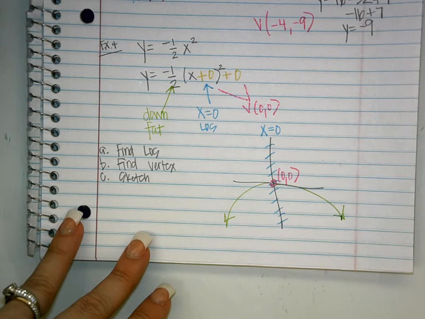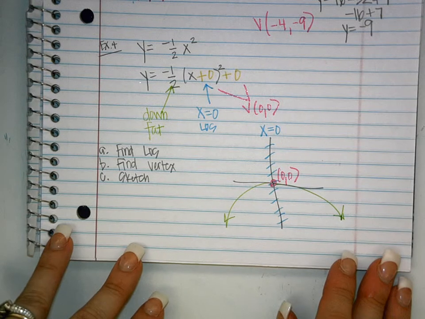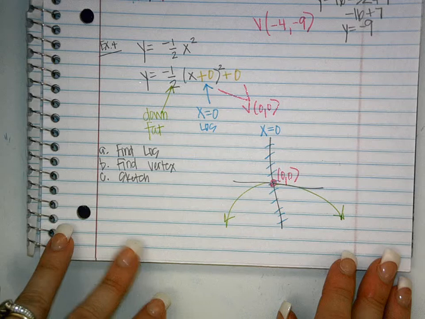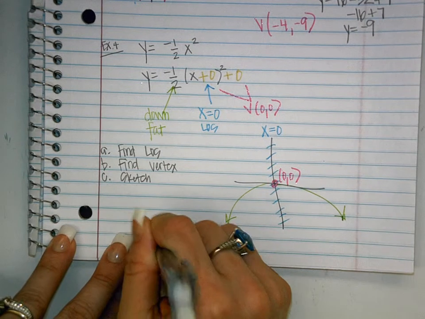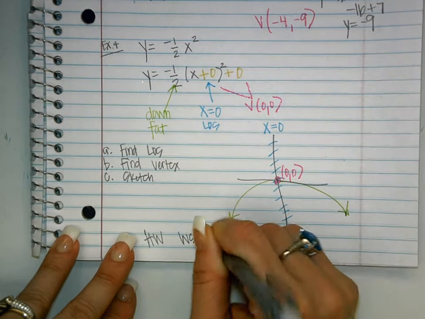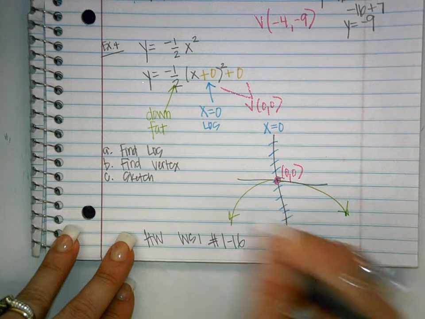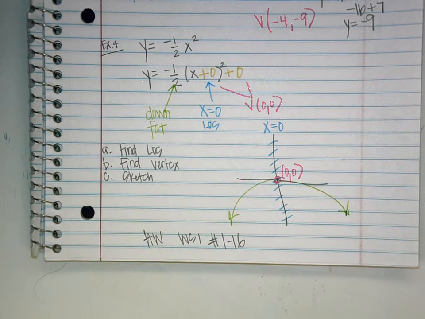Anyone have questions on how I did that? Questions? No? Okay, homework is going to be worksheet 1. You're doing numbers 1 through 16. You do have packets, so make sure you wait for a second until you can get those packets. And you're doing numbers 1 through 16. Question, yes?